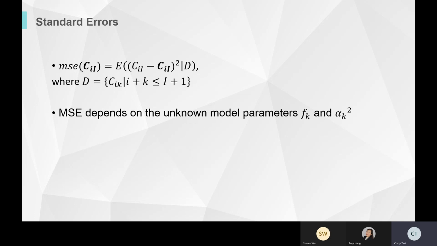The second thing we want to know is the average distance between the forecast Cin and the future realization Cin, which is the mean square error. The mean square error is conditional on knowing all data observed so far, because we want to know the error due to future randomness only. Since the mean square error depends on the unknown model parameters, we must develop an estimator, and the square root of the estimator is the standard error.